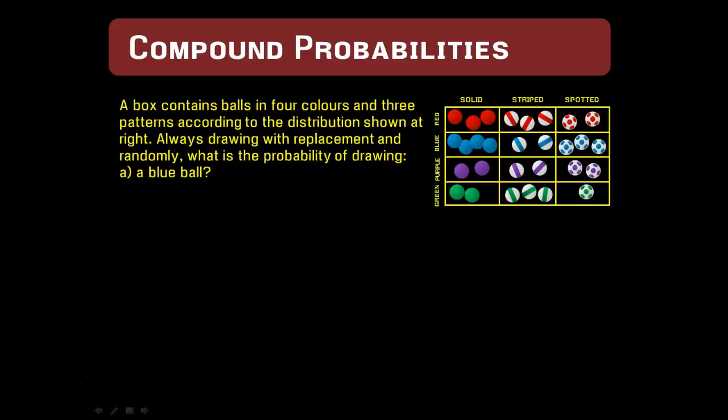The question is, a box contains balls in 4 colors and 3 patterns according to the distribution shown at right. Always drawing with replacement and randomly, what is the probability of drawing each of the following?